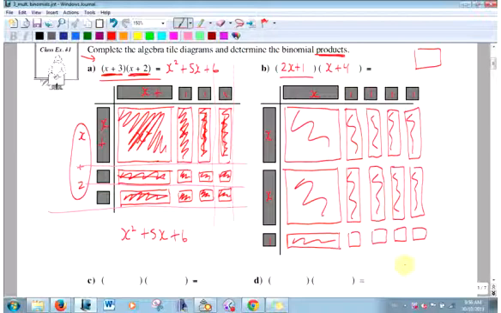What's the product? 2x squared. How many x's? 4, 8, 9 x's, and, whoops, shade, shade, shade, shade, 1, 2, 3, 4. Okay? There's the product. There's the area. Think of it as area.